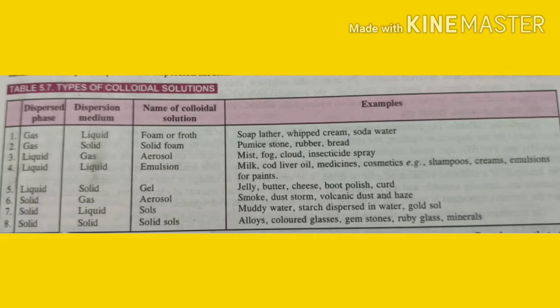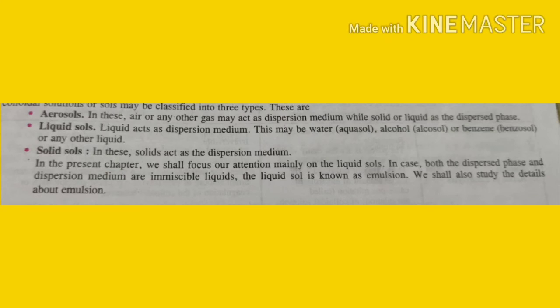So this is the classification on the physical state of the dispersed phase and the dispersion medium. And in these, very important are the emulsion and the sols. In the sol, the solid is dispersed into the liquid phase. So from the above classification, we can conclude that there are three types of dispersion medium. Based upon that, the colloidal solutions or sols may be classified into three types on the basis of the dispersion medium. The first is called aerosol.